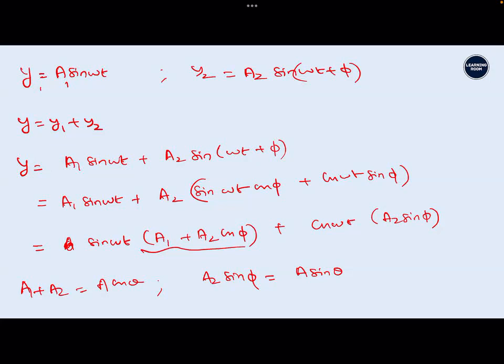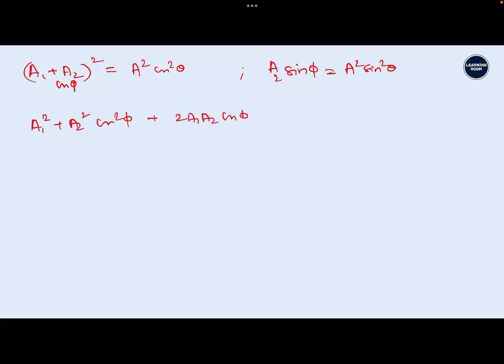Right? Now, A1 plus A2 cos phi the whole square will be equal to A square cos square theta, and A2 sin phi the whole square will be equal to A square sin square theta. So then you had A1 square plus A2 square cos square phi plus 2 times A1 A2 cos phi is equal to A square cos square theta, plus A2 square sin square phi will be equal to A square sin square theta.